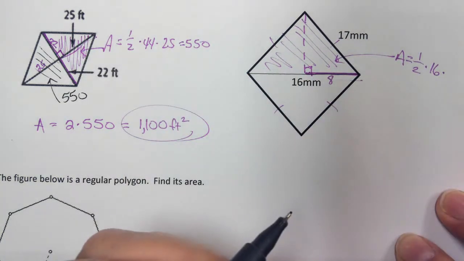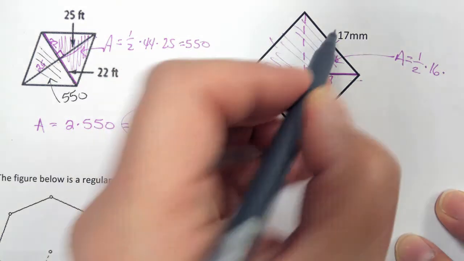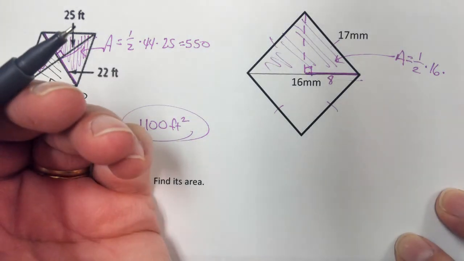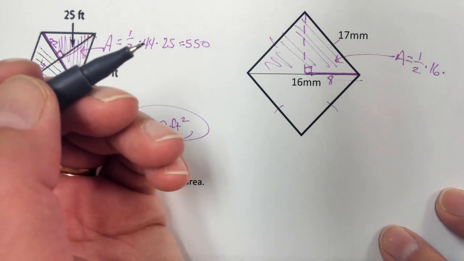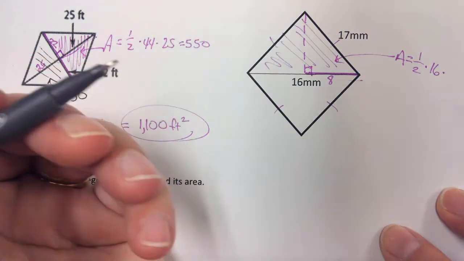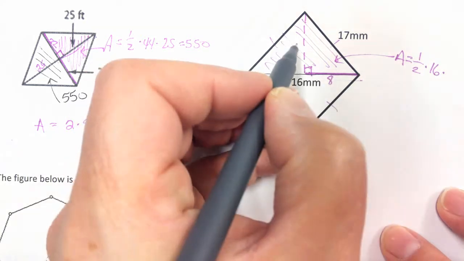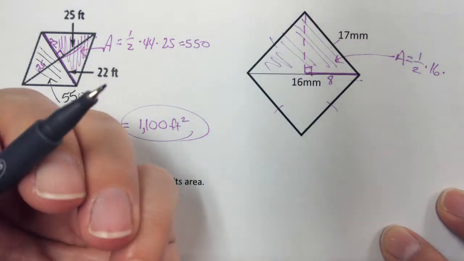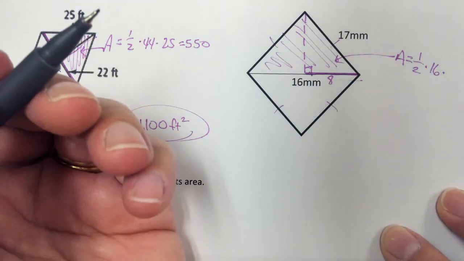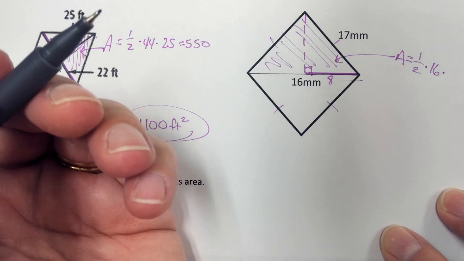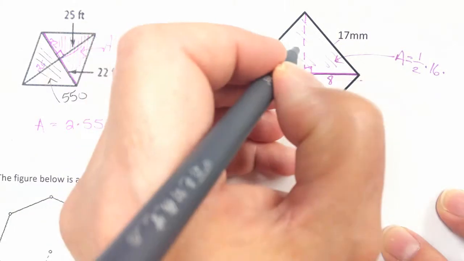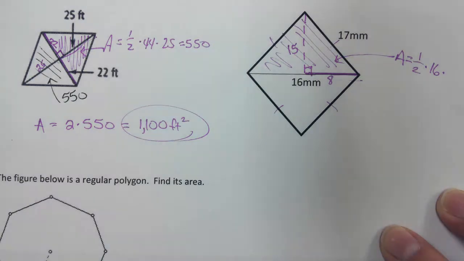Half of 16 is 8. 8 blank 17 is a Pythagorean triple that I have repeatedly urged you to memorize. If you don't know it, you need to do 8 squared plus height squared equals 17 squared and work it out. Or you can turn around and look on the back wall at the poster and find the 8 blank 17 and find out that the missing piece is 15 millimeters.